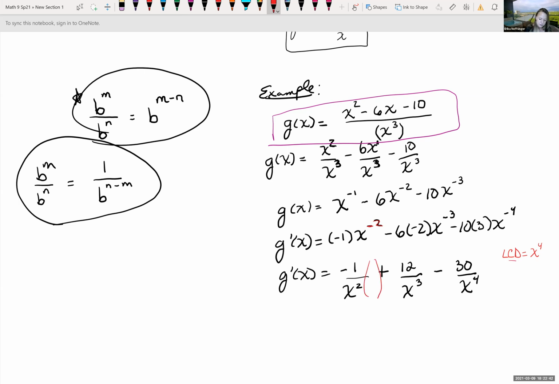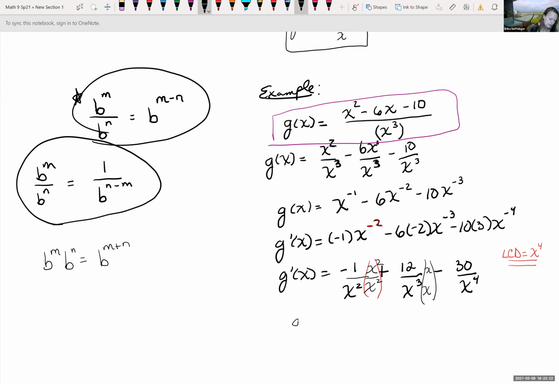So this is where it would be helpful to know the rules of exponents. If you're multiplying with the same base, and you have b raised to the m power times b raised to the nth power, remember you add your exponents. So this is b raised to the m plus n power. And so I need to get this in x to the 4th. I think to myself, what do I add to 2 to get 4, which is 2. So I need to multiply this by x squared over x squared. What do I add to 3 to get 4? Well, that's 1. So I have to multiply this 12 over x cubed by x over x to get the LCD of x to the 4th.